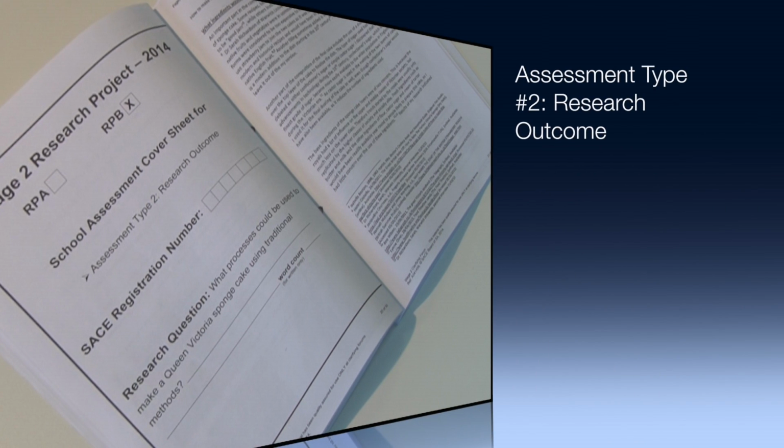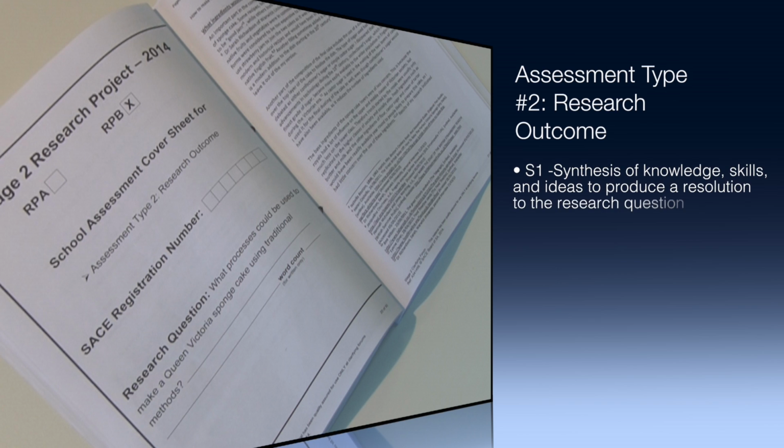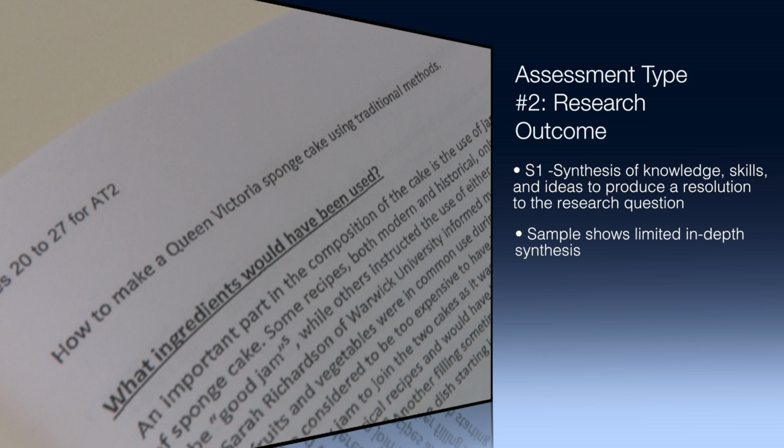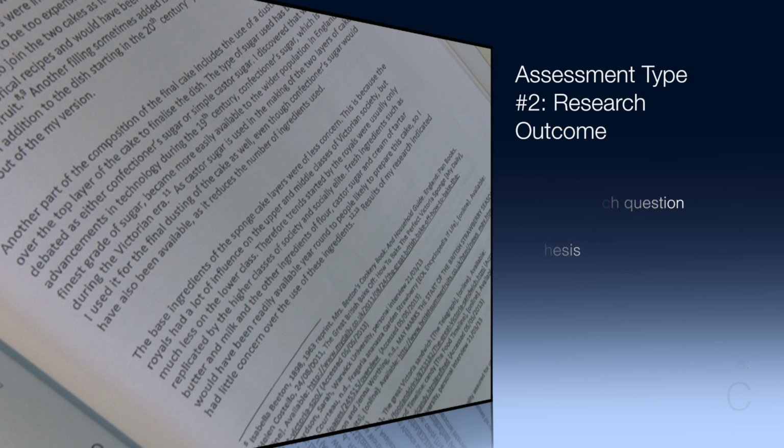In regards to the synthesis, it's satisfactory to produce a resolution to the question. There's little to indicate in-depth synthesis or a considered analysis of the knowledge and skills needed to produce the sponge cake. So the synthesis S1 criteria would be judged at a C. There was nothing really insightful about some of the key findings that perhaps have been expressed here.